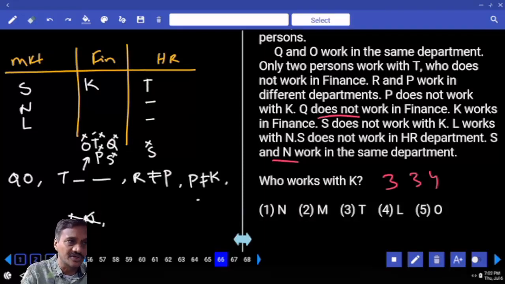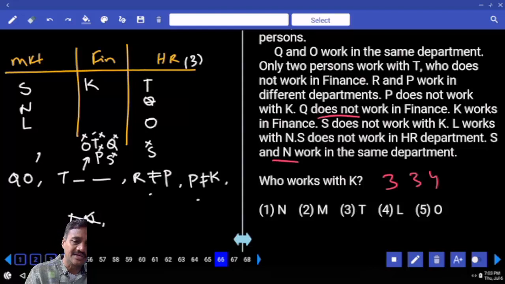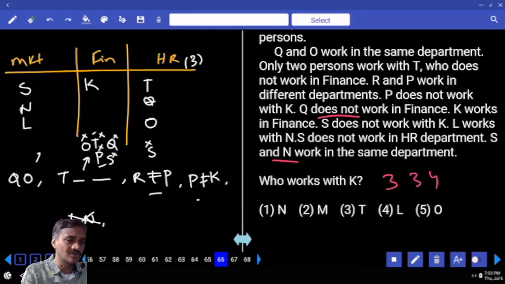Q and O cannot be in marketing as well, because then there would be 5 people. So Q and O must be here. In the department with T, there are only 3 people. P and R work in different departments, and P cannot be in finance, so P must be in marketing. If P is in marketing, R must be at this place. Now 4 persons here, 3 here, 3 here. Then who is the one more person left over? M is left over.